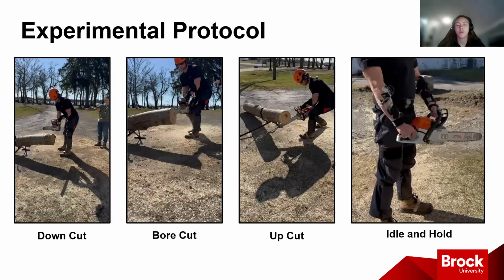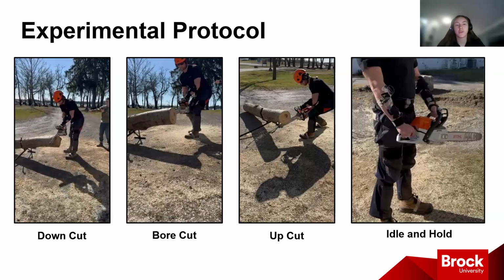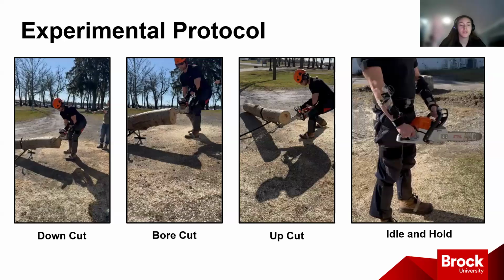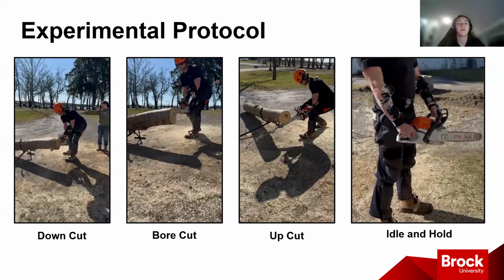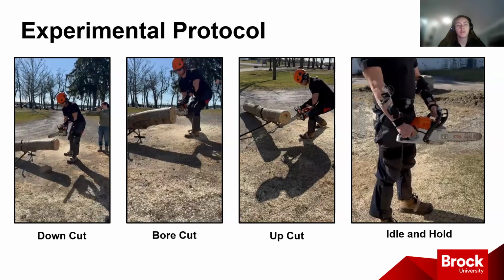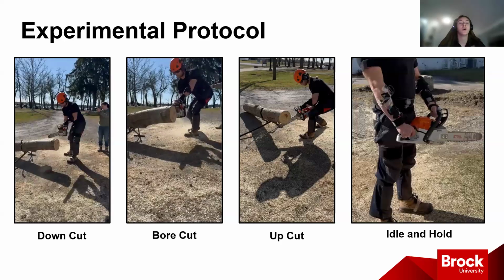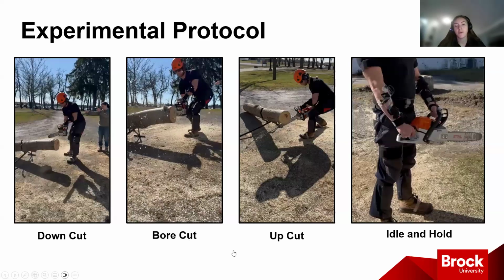So these are some videos of what the different task conditions look like. So starting with the first one on the far left, we have a down cut. So essentially, for those who aren't familiar with it, the bar of the saw is just placed on top of the log, and you just make a cut through all the way in a downwards motion. And then the next one we had was a bore cut or a plunge cut. Essentially, the nose or the tip of the saw is just placed against the log, and it's hollowed out through the middle.